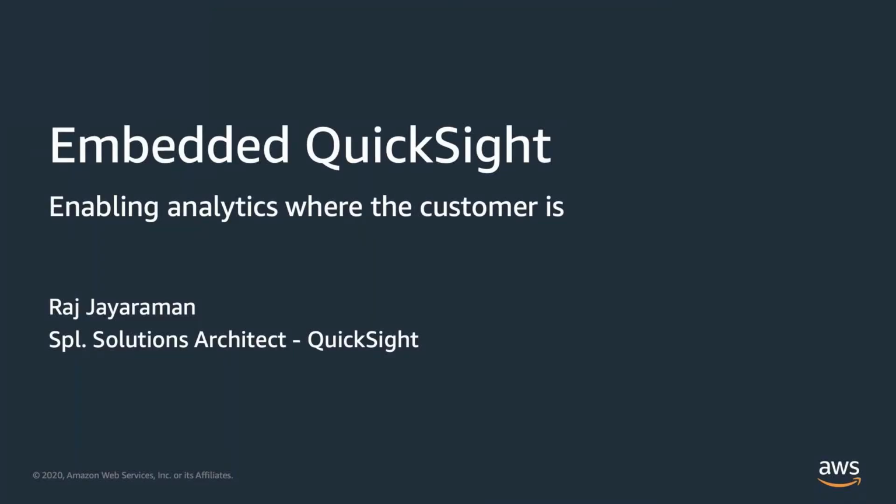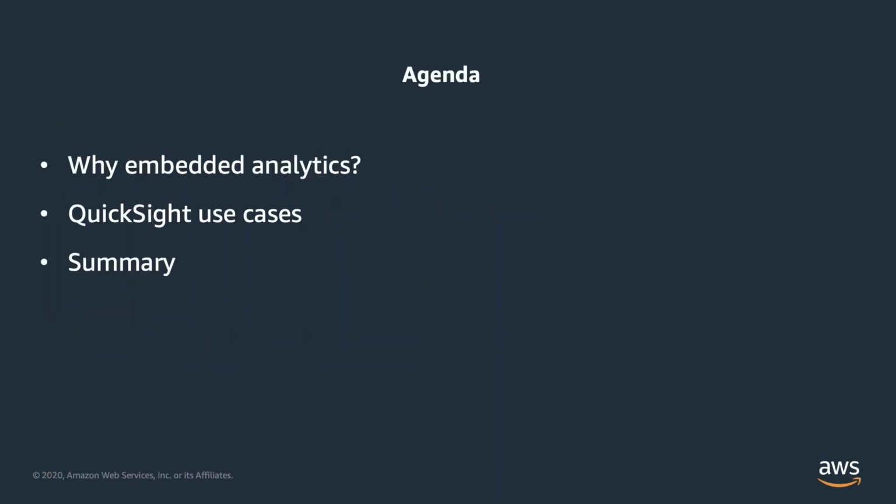My name is Raj, and I'm here to walk you through how to use QuickSight's anonymous embedding to enrich your application. We'll be talking about what embedded analytics is and why you need embedded analytics. We'll cover different flavors of embedding offered by QuickSight, and followed by that, we'll have a demonstration of implementing anonymous embedding. Please do feel free to ask any questions during this presentation.